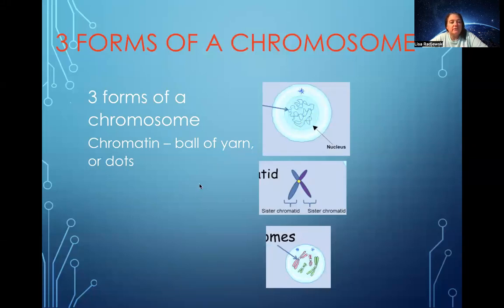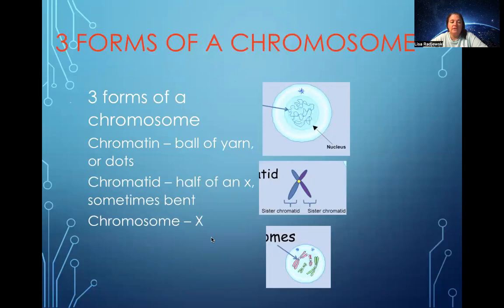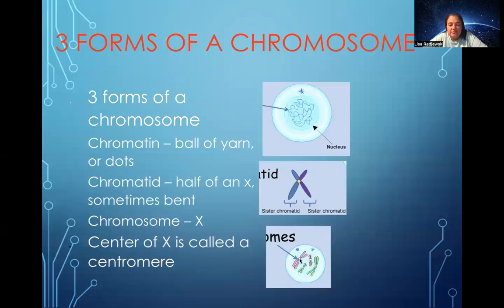The second form of a chromosome is a chromatid, and this picture is showing 2 chromatids. They're called sister chromatids because they're exactly the same. So a chromatid is half of this X. Sometimes it's bent, sometimes it's straight. And then the full X is called the actual chromosome. So the chromosome is the full X, and basically it's 2 chromatids held together by a center protein called a centromere. That little dot right there is a centromere.